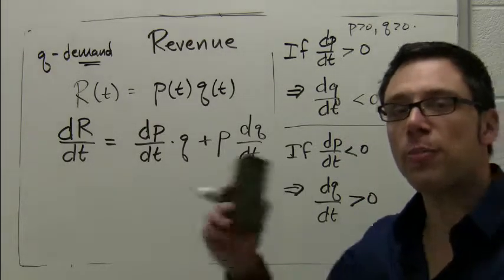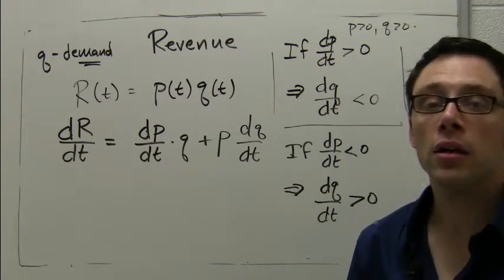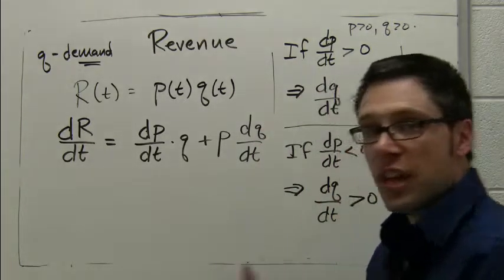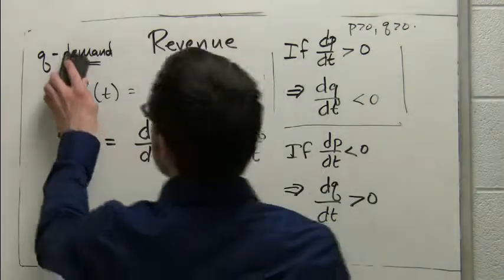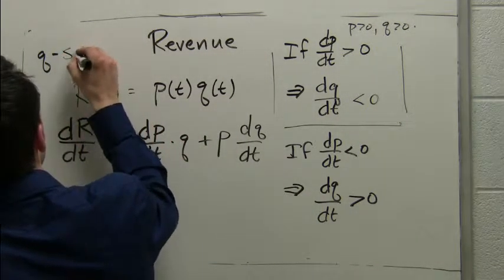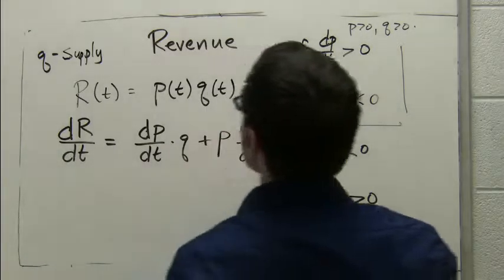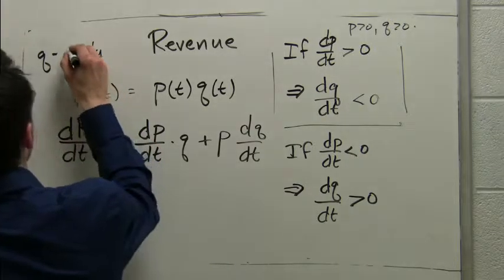If I'm looking at the supply side of things, so I think of quantity in terms of supply, then we can actually get some other information out. So let's say Q is now supply. We're looking at supply side economics here. So if quantity were supply, what would happen?